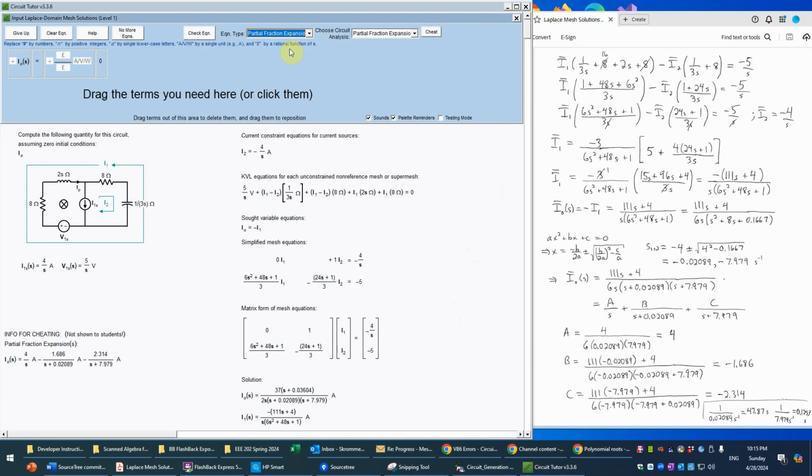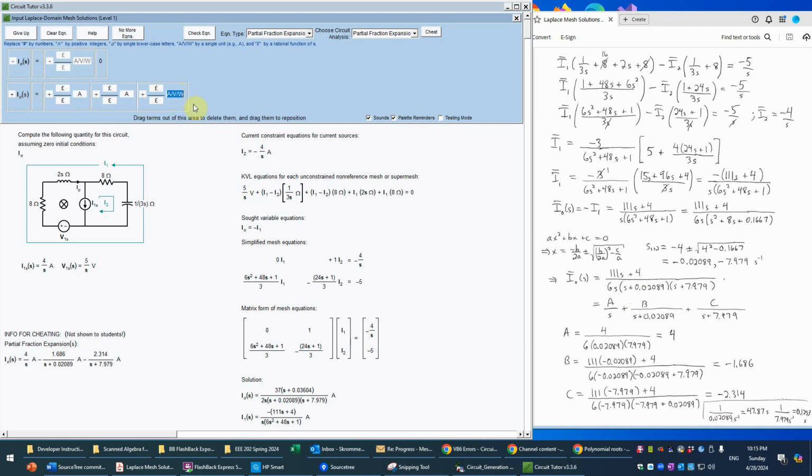So select partial fraction expansion, and now we'll need to work that out on paper. So we have I naught of s equals, and then we know that since we have 3 poles, one at the origin, one at minus 0.02089, and one at minus 7.979, we're going to need 3 of these terms. And those are all going to be in units of amps because it's a current. So we'll just select that right away.